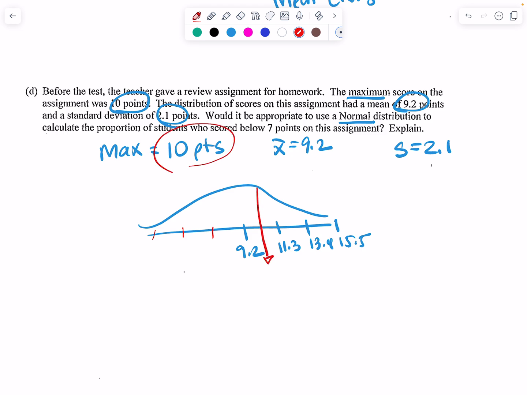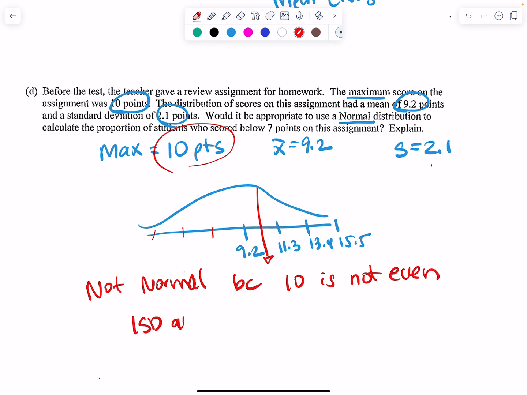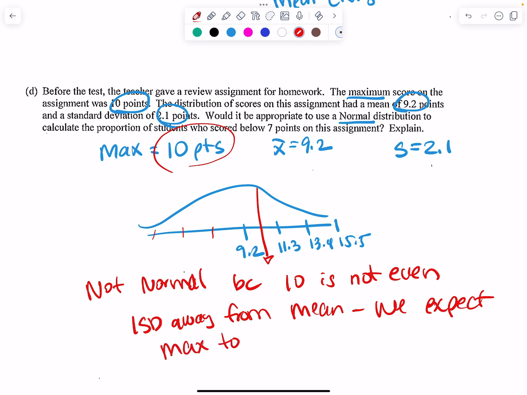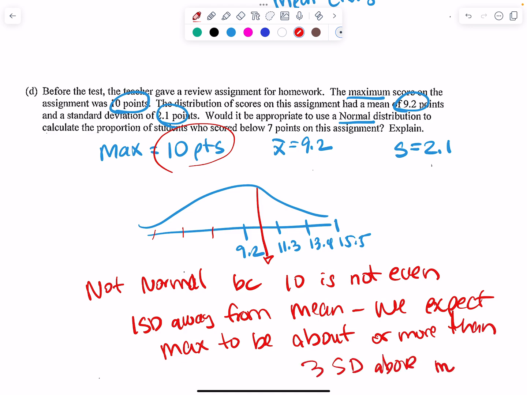So clearly, this is not going to be normal, because 10 is not even 1 standard deviation away from the mean. And we expect our maximum to be about or more than 3 standard deviations above the mean. And it's definitely not.